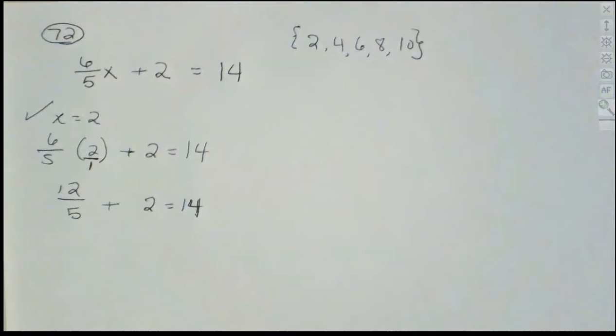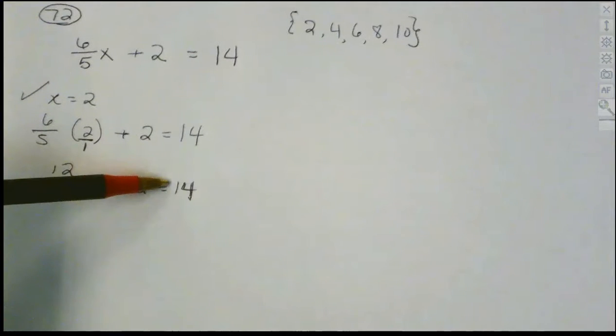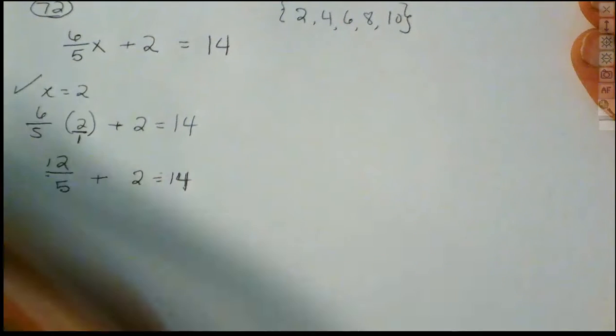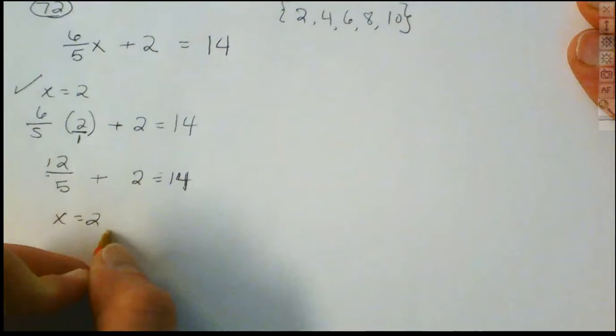Why can I say that the sides aren't going to match? I can look at it and say there's no way the sides are going to match because this one has a fraction, right? This one does not. So this side has a fraction, this side does not, so it's never going to work. So that one's not going to work. So 2 is not a solution. So we'll cross that one out.